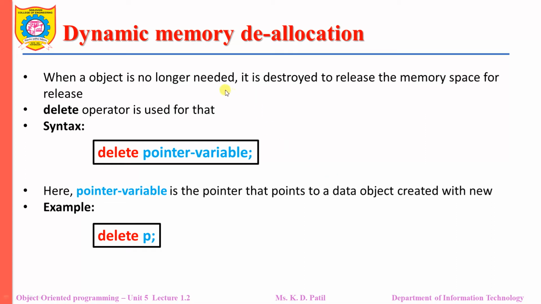When an object is no longer needed, it is destroyed to release the memory space. The delete operator is used for that. Let us see the syntax. Here we have a delete operator followed by the pointer variable. The pointer variable is the pointer that points to the data object created with the new operator. For example, let us consider p as a pointer variable which is created to point to the data object with the new operator. So delete, followed by that pointer variable, will delete the memory associated with that object.